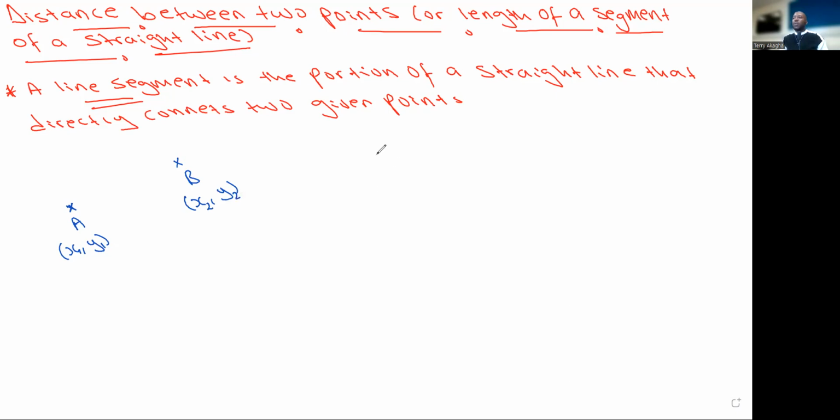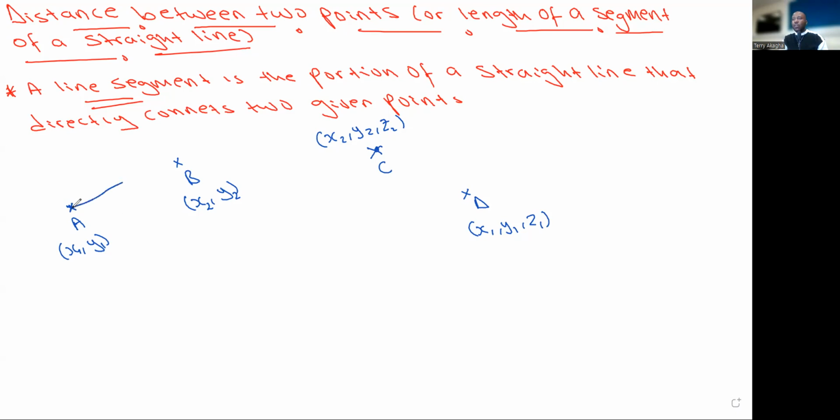And also we have point C and point D, okay? And let's say maybe it's three coordinates. So this is X1, Y1, and Z1. And this is three coordinates. So let's call this X2, Y2, and Z2. All right. So a line segment is that line that just directly connects two of them.